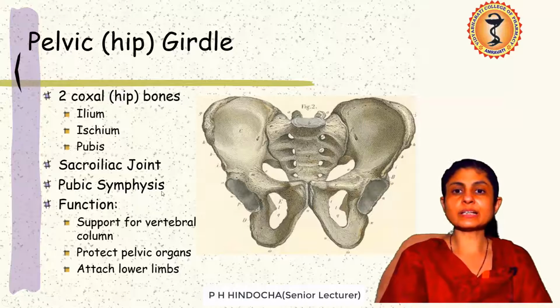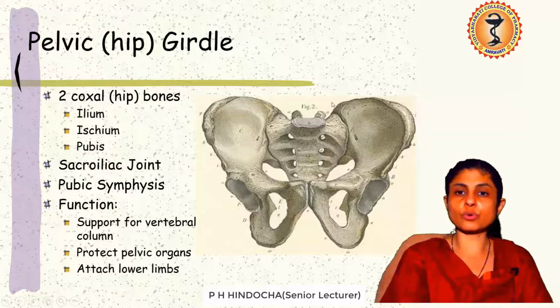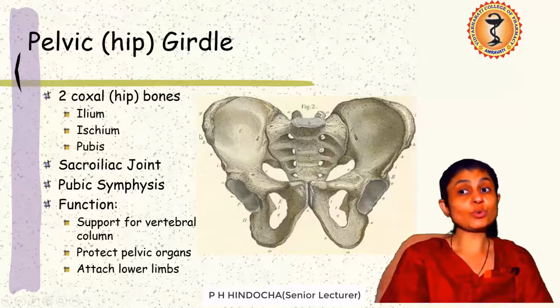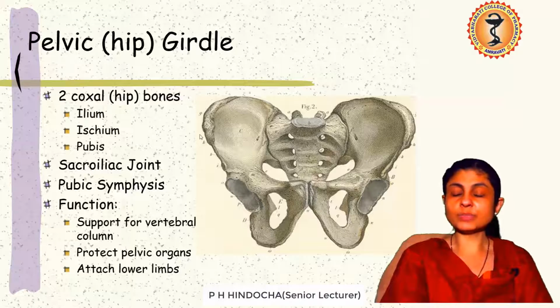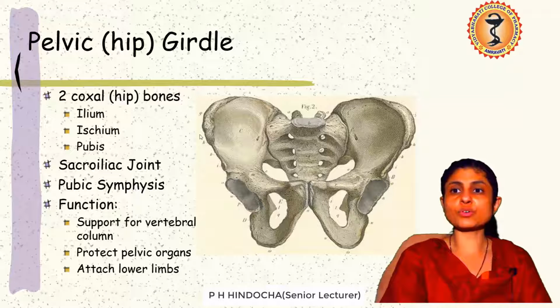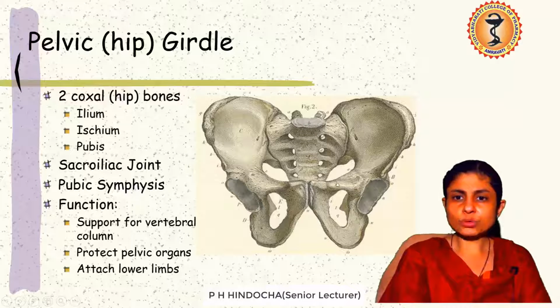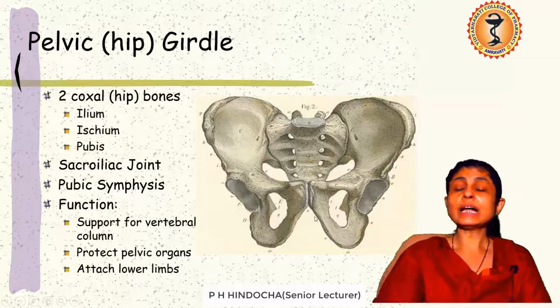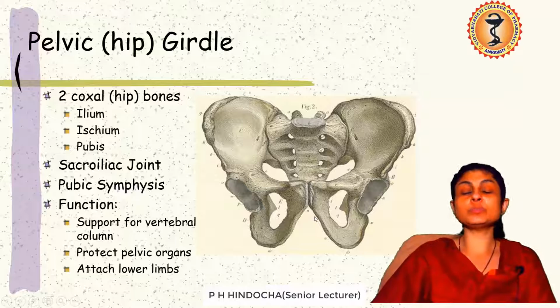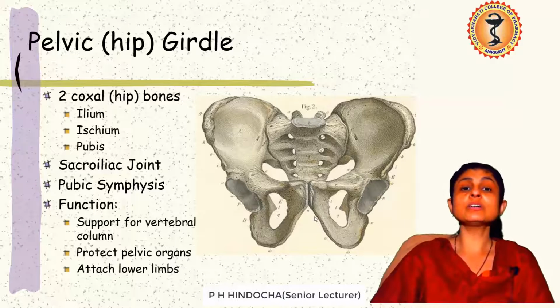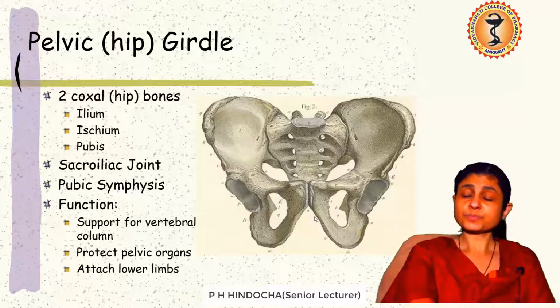Sacroiliac joints, that means the joints which unite together the sacrum, which is a bone, as we have seen in the vertebral column, formed by combination of 5 sacral vertebrae, and the ilium as well. Pubic symphysis, that point where both pubis bones join and slight movement is possible between them. So that joint is the pubic symphysis.